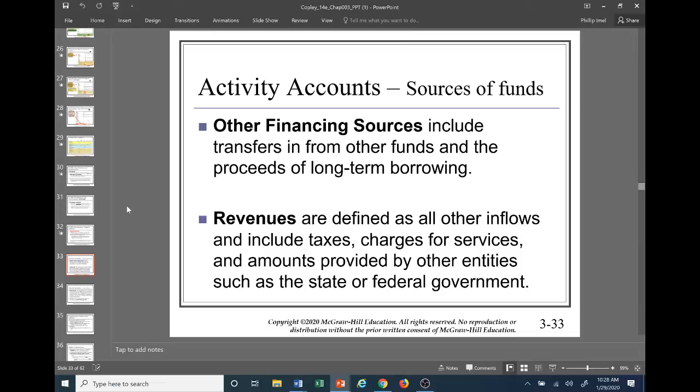And the proceeds of long-term borrowing. Remember? So it's either a transfer in or you've issued debt. Right? That's the only other financing sources. It could be a transfer from a fund or either you've issued debt. Revenues defined as all other inflows and include taxes, charges for services, and amounts provided by other entities such as state or federal government. So revenues are all other inflows, okay, other than issuing debt or a transfer of a fund, right?